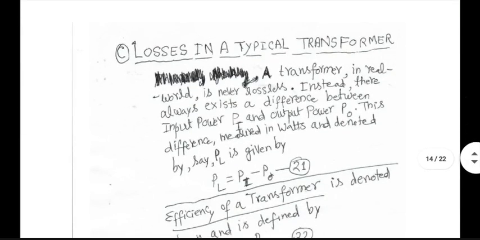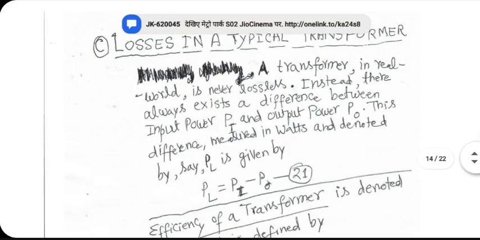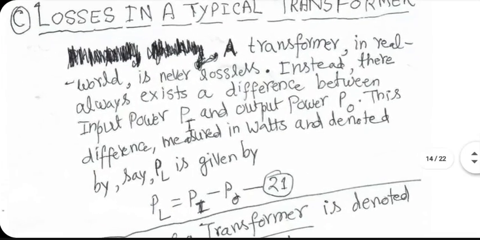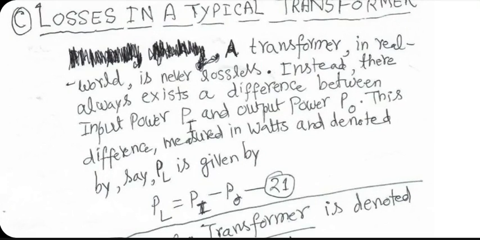Losses. I had told you last time about losses. Let's go over it once again. A transformer in the real world is never lossless. Instead, there always exists a difference between input power Pi and output power Po. This difference, measured in watts and denoted by, say, PL, that means P loss, is given by PL equal to Pi minus Po. Input power in watts minus output power in watts is the loss power in watts.